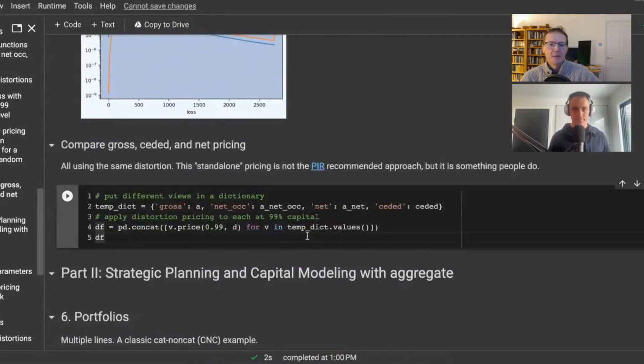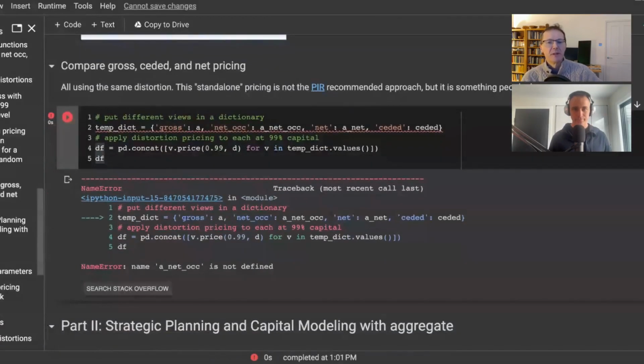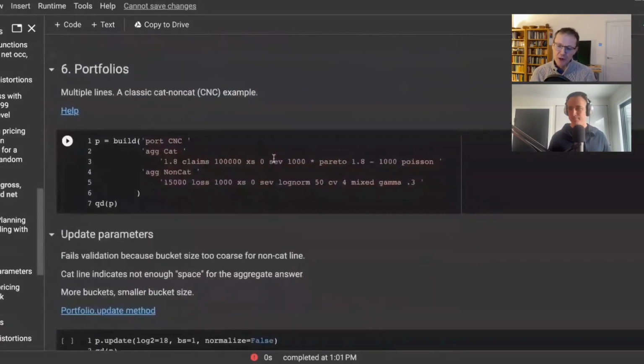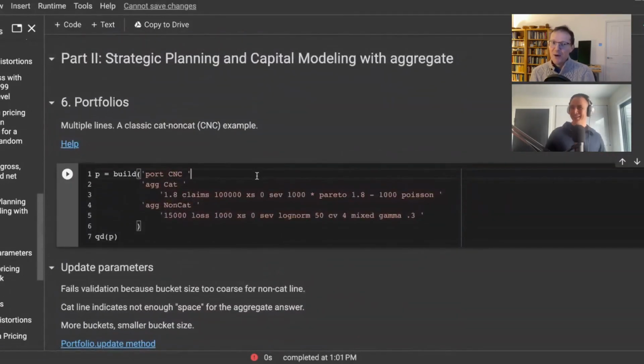So let's skip that. That's a quick reminder about distortions. We've already done all that. We looked at one type of distortion there. We applied it to an aggregate distribution. We showed how it produced a higher premium.